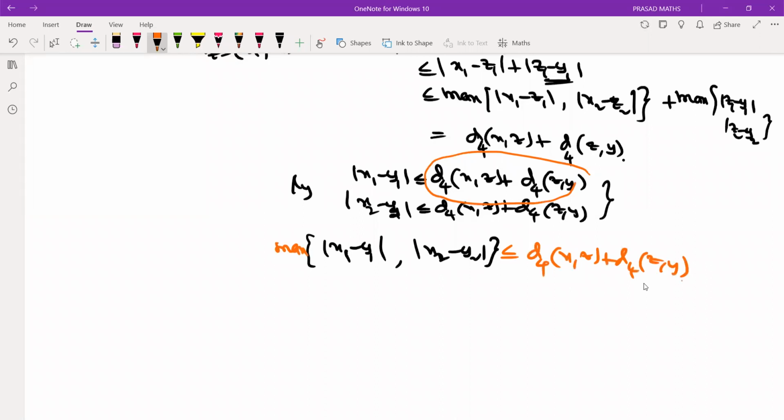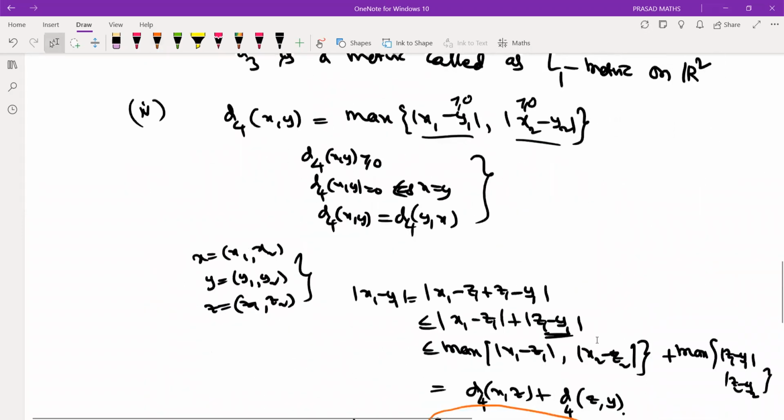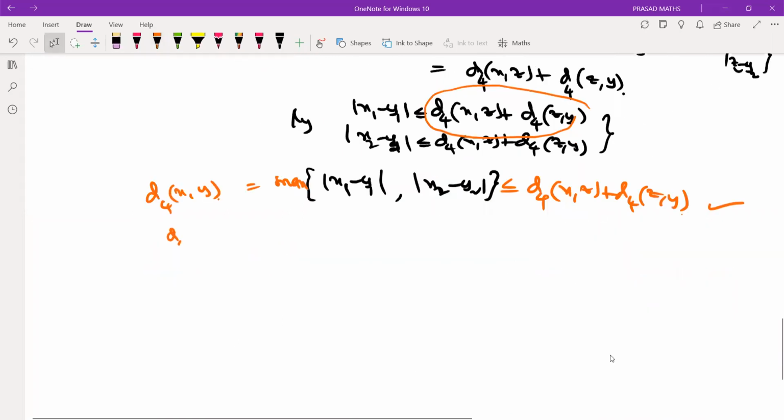Is it clear? This is an upper bound over there, therefore it has an infimum. Infimum among upper bounds means the least upper bound. Therefore that least upper bound for the finite set. A finite set is compact, therefore automatically it has a maximum. But what is this exactly? D of x comma y. Therefore it satisfies the triangle inequality, right? Hence it is a metric. So this metric is known as the max metric.